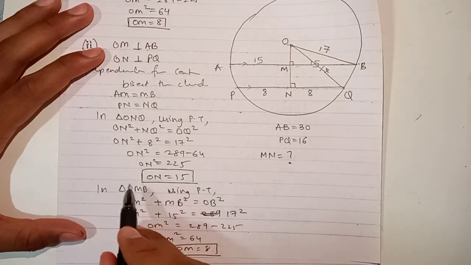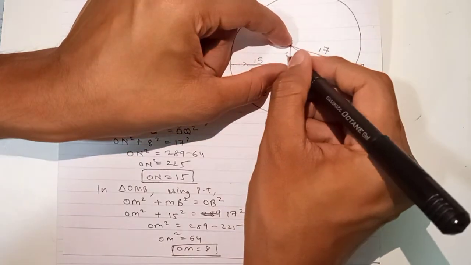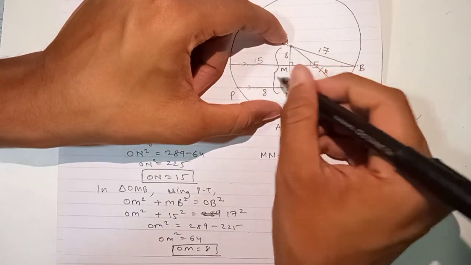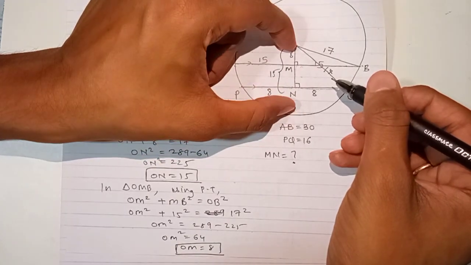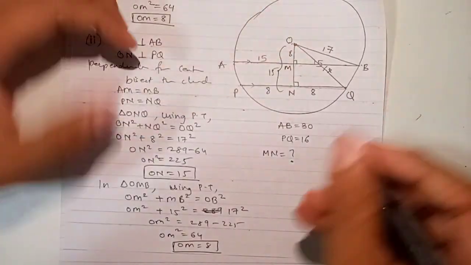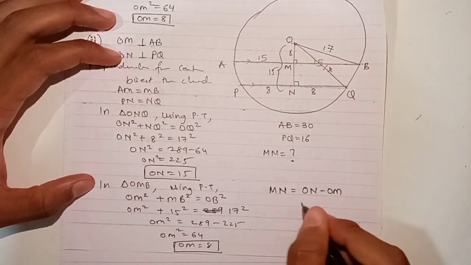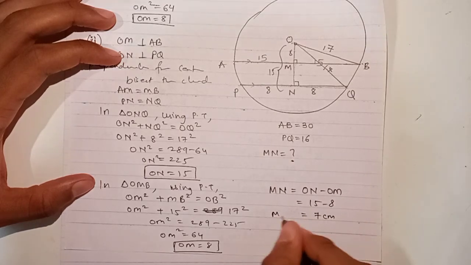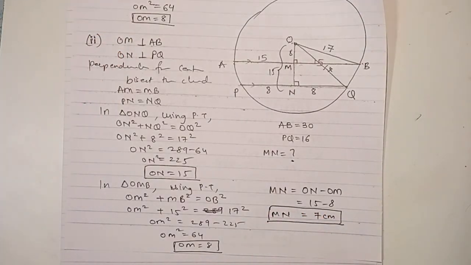OM is 8, ON is 15. That means ये जो OM है छोटा सा, ये 8 है, और ये जो बड़ा ON है, ये पूरा ON है, ये है 15. सो मुझे अगर MN ढूंढना है तो 15 माइनस 8 करूँगा मैं. This 15 minus 8, I will get MN. So MN equals ON minus OM, that is 15 minus 8, that is 7 centimeter. This is the distance between the chords when they are on the same side of the circle.